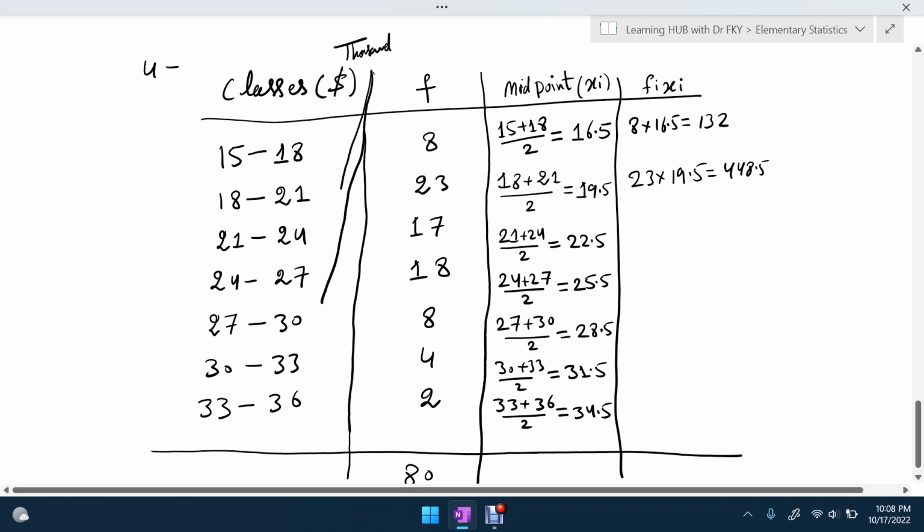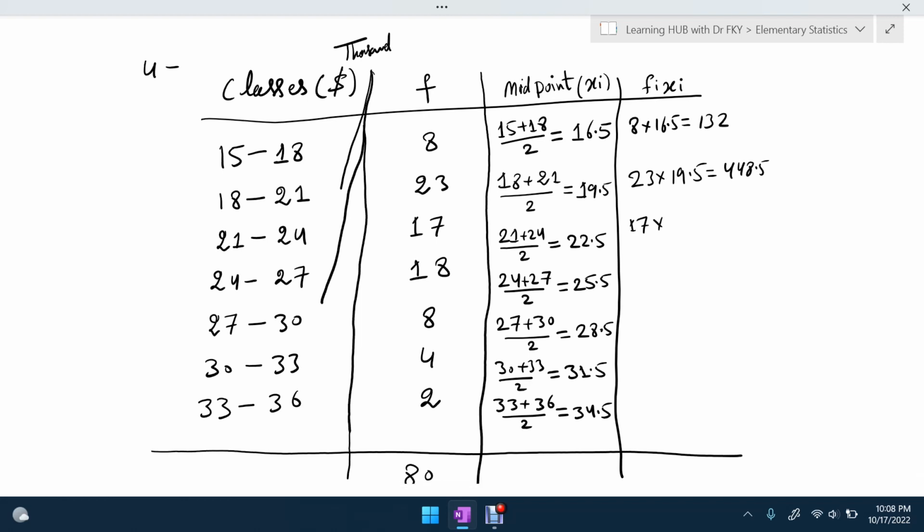The third one is 17 multiplied by 22.5. This will give you 382.5. The fourth one is 18, because the frequency is 18, multiplied by 25.5. This will give you 459.